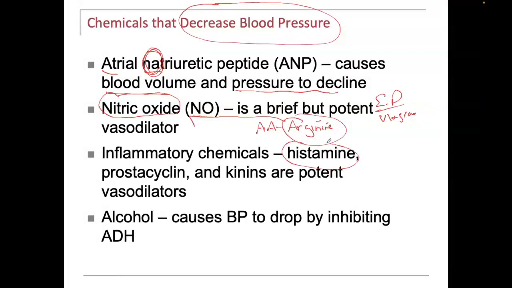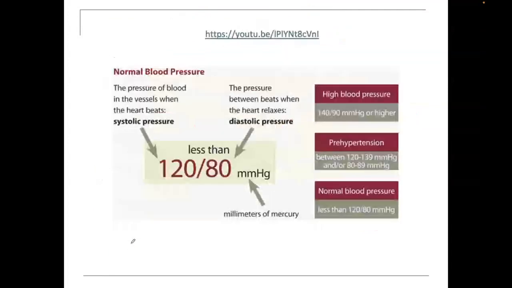Histamine can also dilate blood vessels and thin the blood. Prostacyclins thin the blood. So when you thin the blood and it becomes thinner, blood pressure decreases. Alcohol as well. Alcohol causes blood pressure to drop by inhibiting antidiuretic hormone.